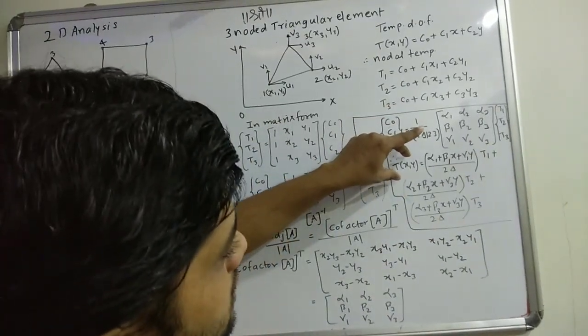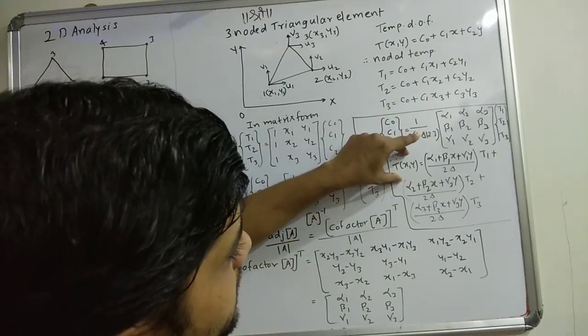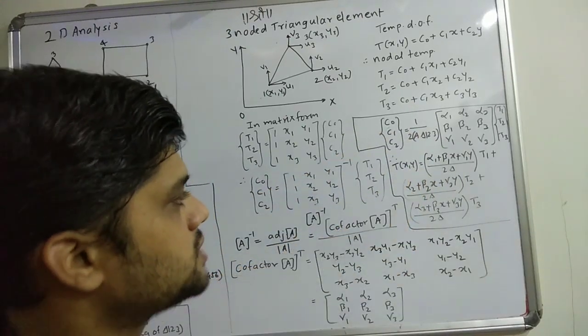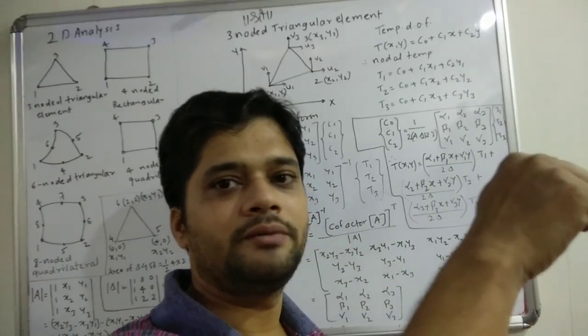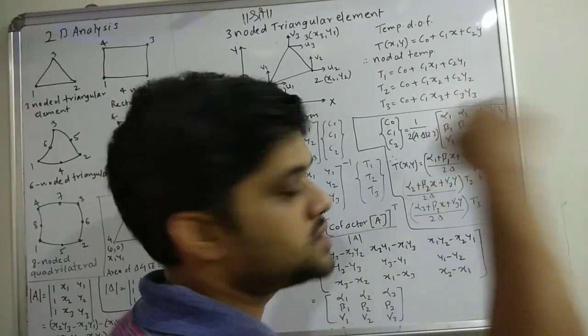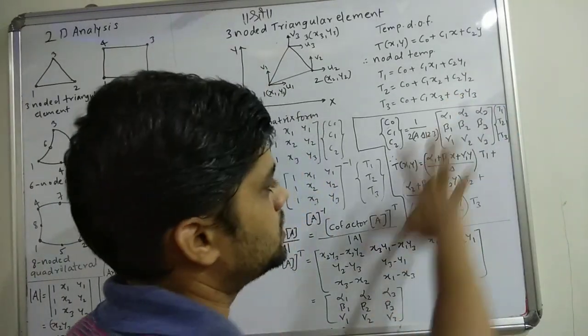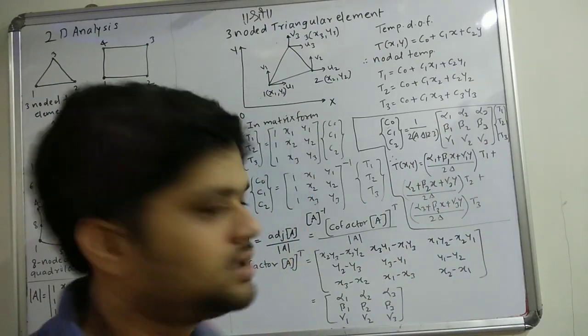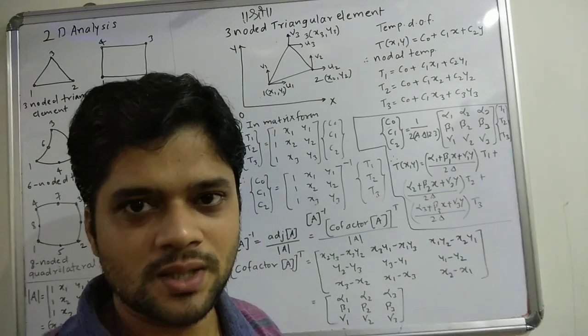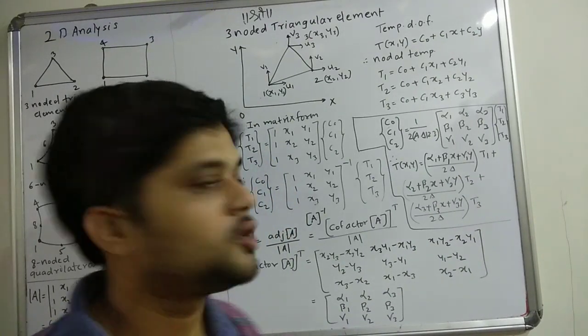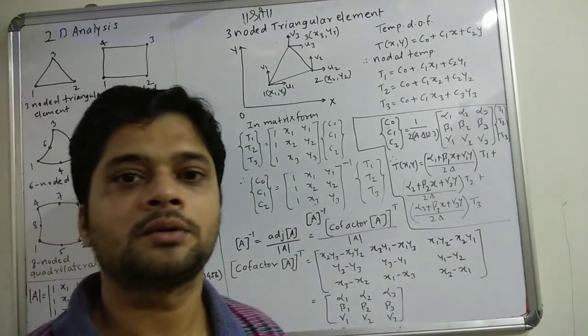And if you can see, T(x, y) is my interpolation function. So interpolation function is the summation of shape function multiplied by primary variable. This is what we had seen in one dimensional analysis also, and this is what we derive here. So these are all my shape functions for the 3-noded triangular element.